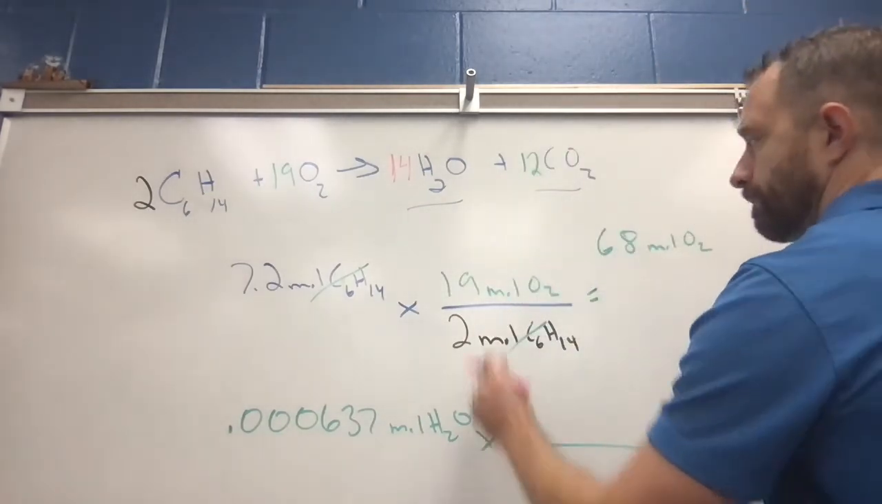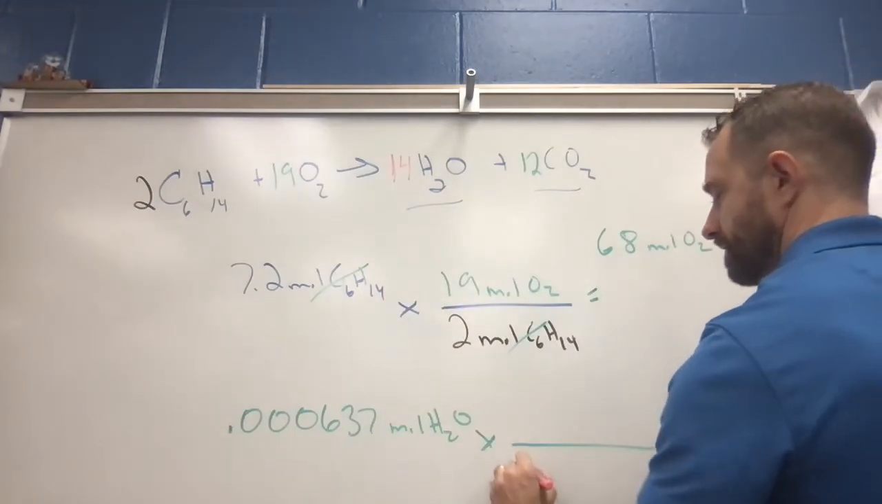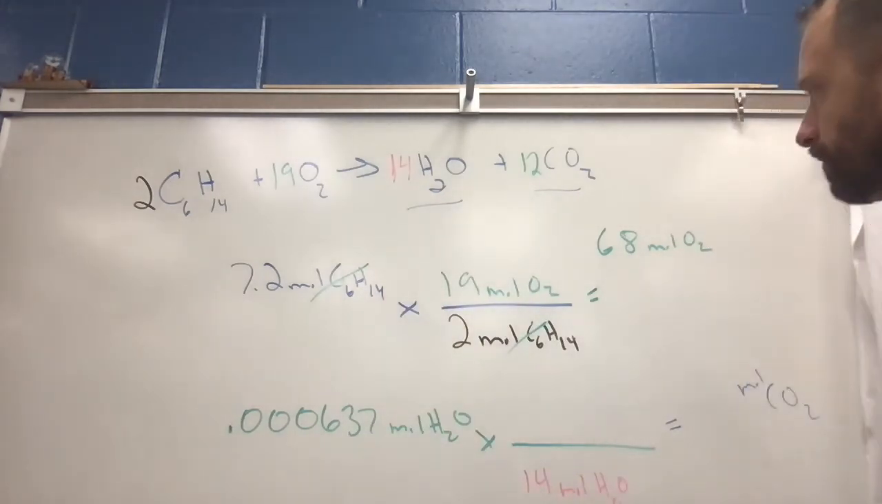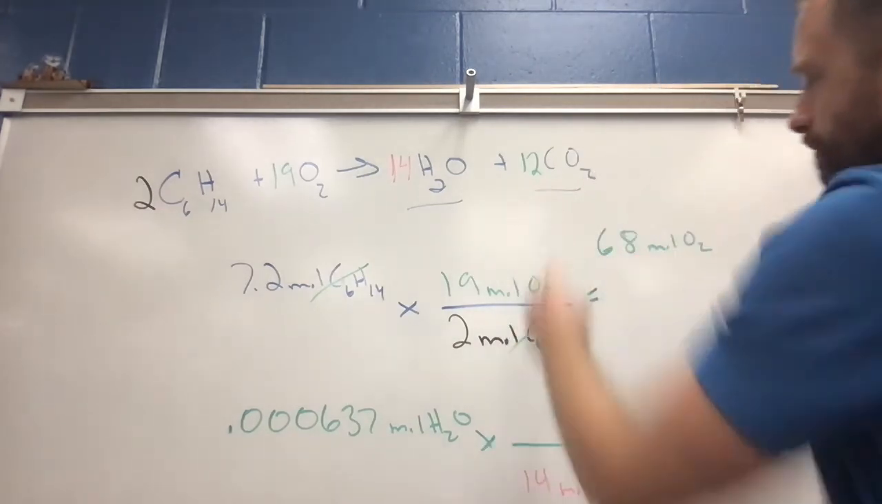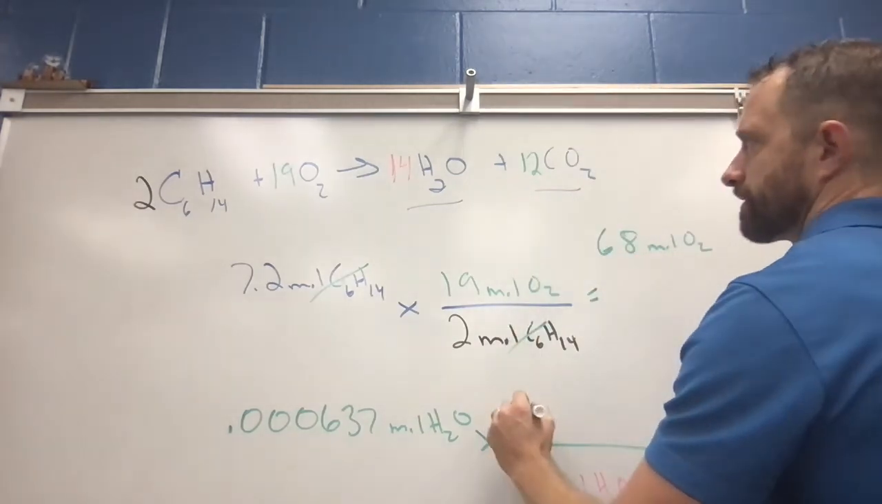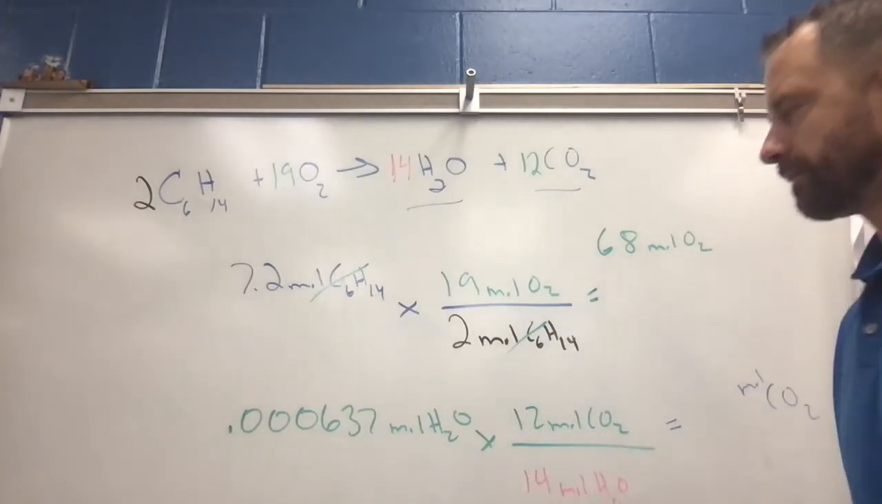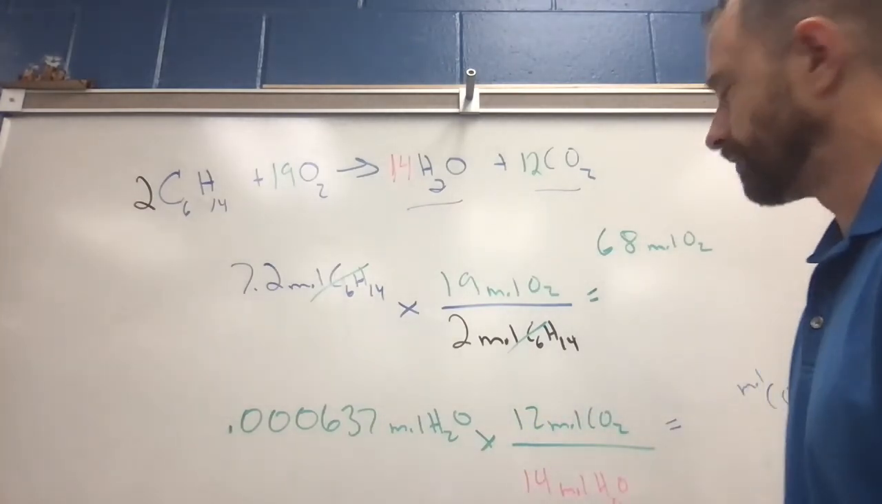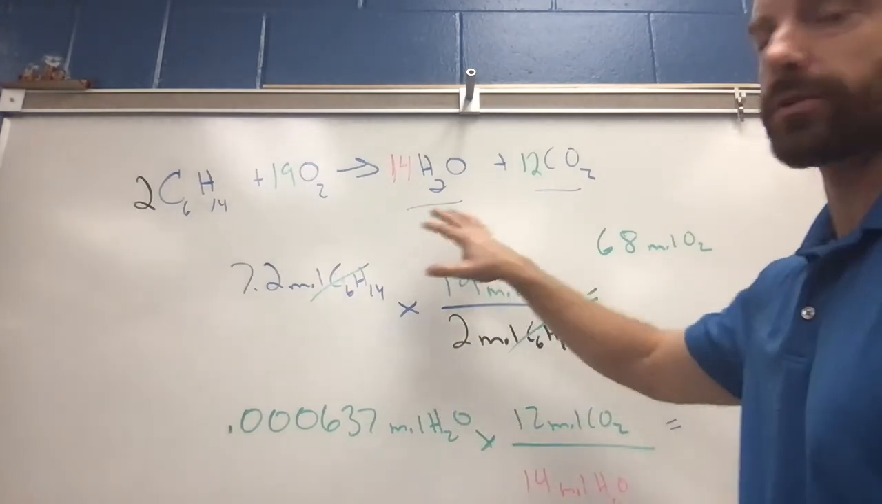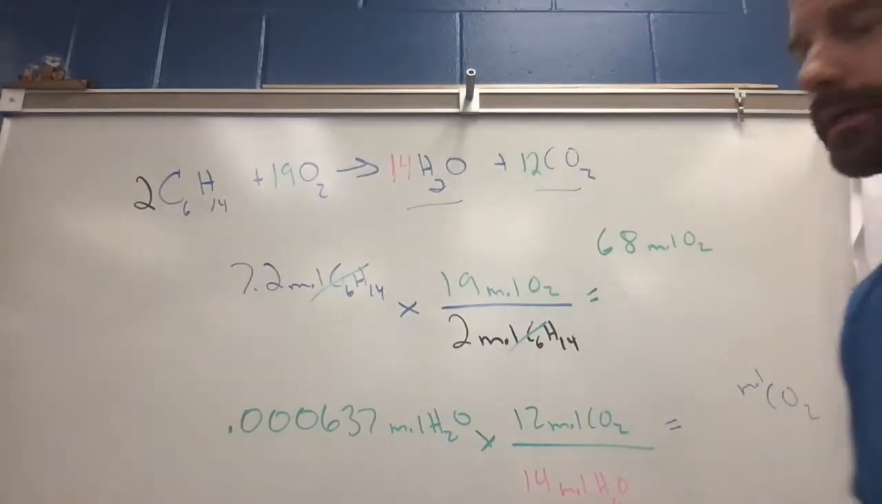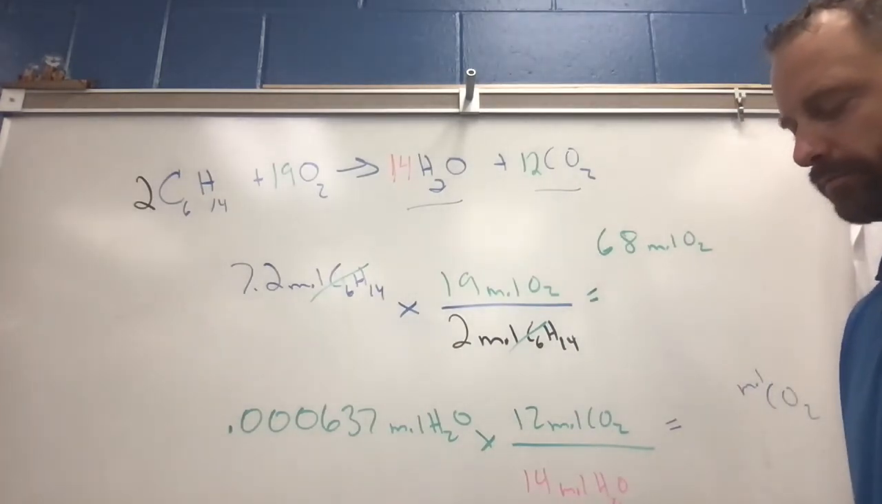So I'm going to put the 14 on bottom because I want the moles of water to cancel. So 14 moles of water for every 12 moles of CO2. I'm trying to color code here so we can see where stuff's coming from. So we can do this anytime we've got moles or individual molecule or atom type things. We can't do this with grams and stuff. That's kind of what we're getting into. When we do grams, then we have to do more steps.